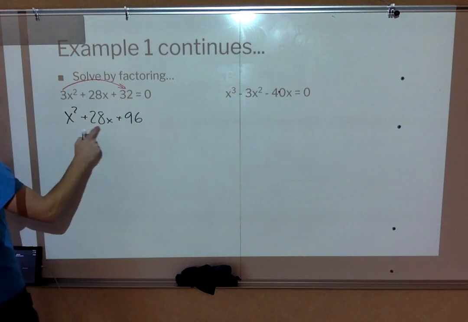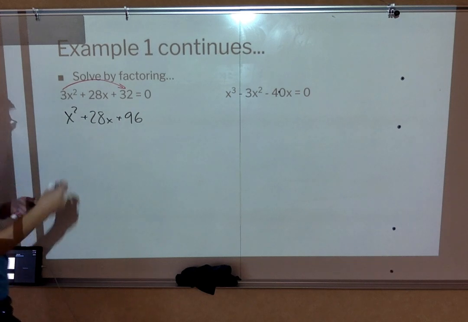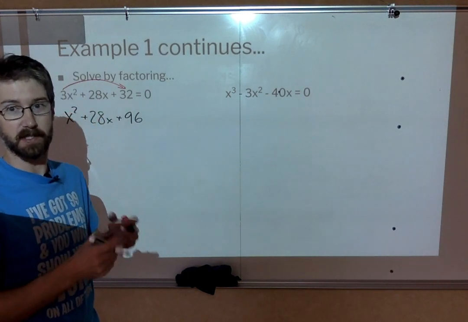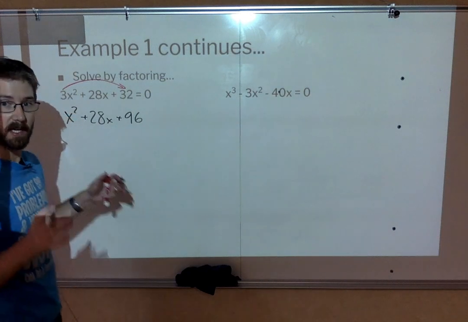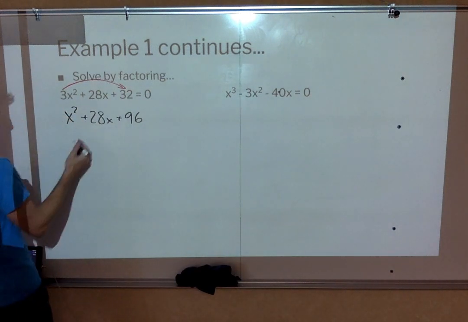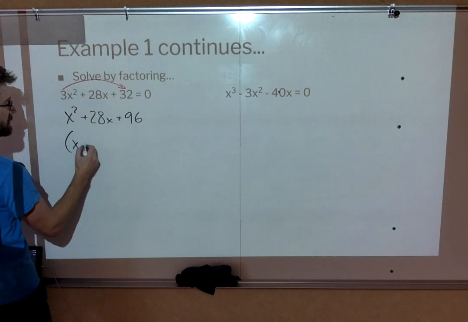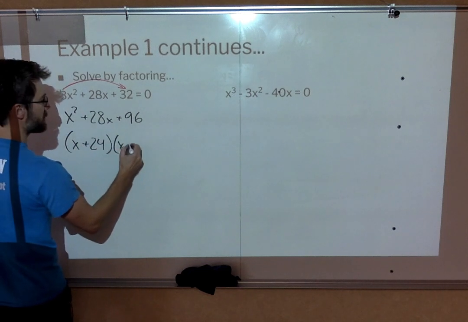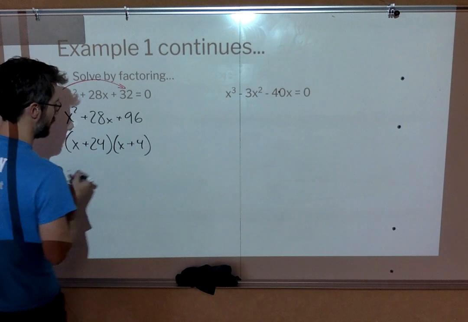Factors of 96 that add up to 28. You might have to get your calculator out and start doing like 96 divided by 1, 96 divided by 2, 96 divided by 3 to figure out what the factor pair is. In this case, it's x plus 24 and x plus 4.